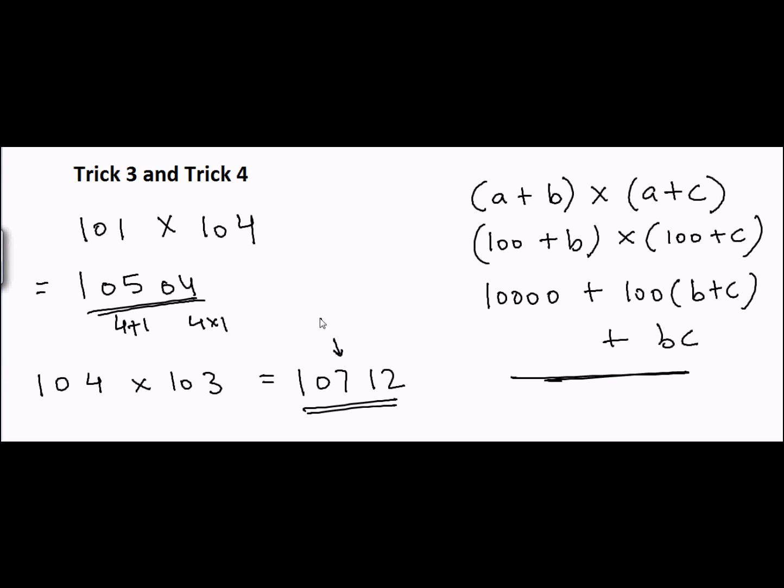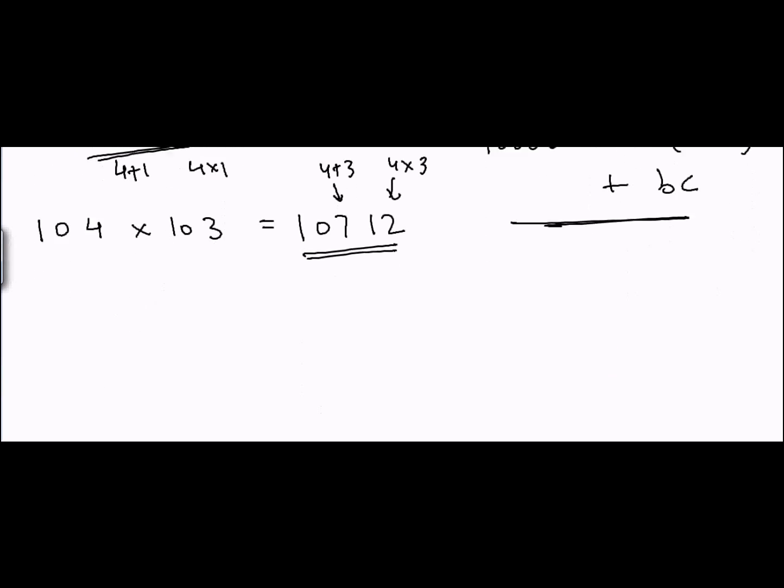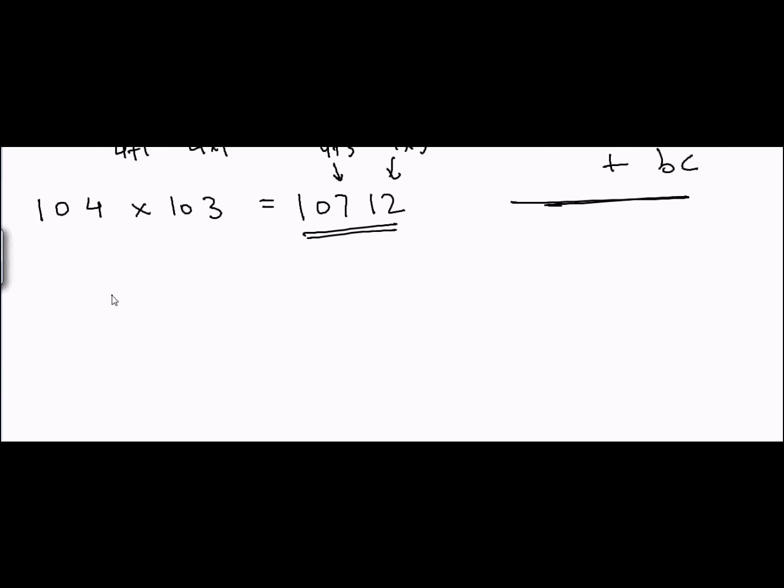So if we do the same thing for a number less than 100, for example 98 into 97, in this case what we'll do is we say this is 2 less than 100, so it's 2, and 3 less, so 3, and 2 into 3 is equal to 6, and 2 plus 3 is equal to 5. So the answer will be 95 and 06. So that should be our answer.